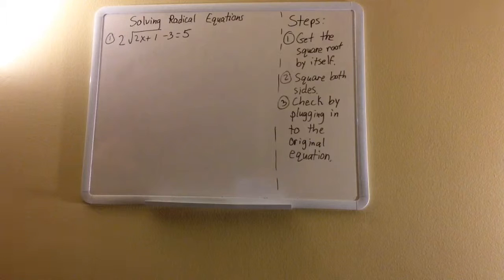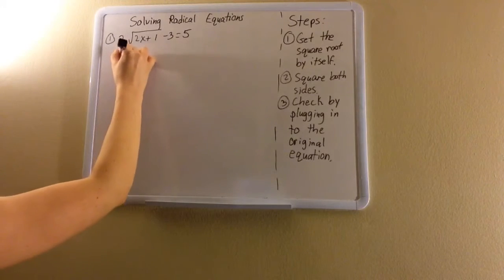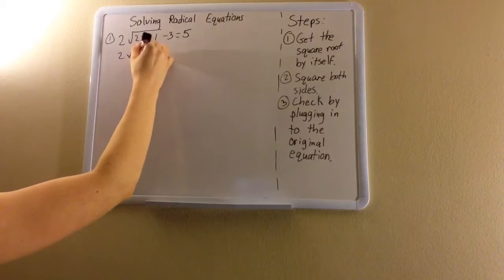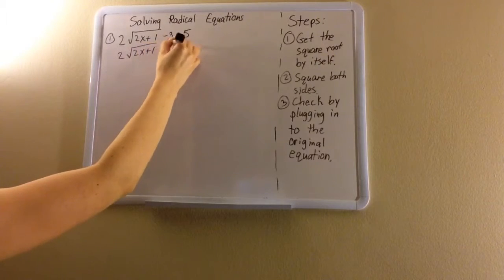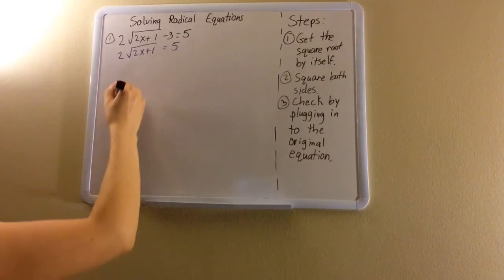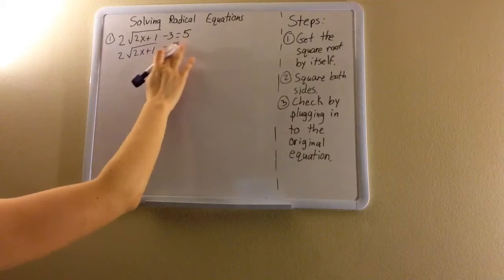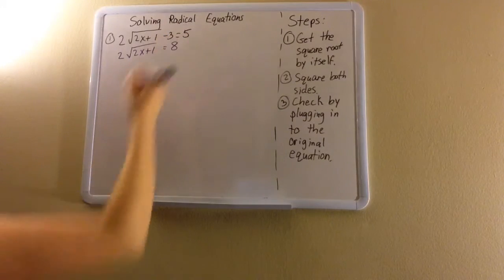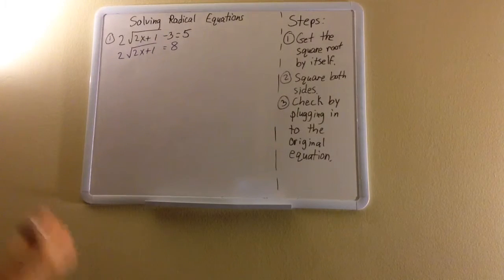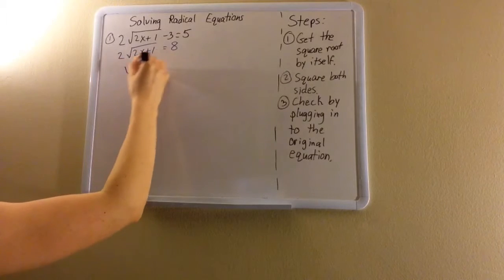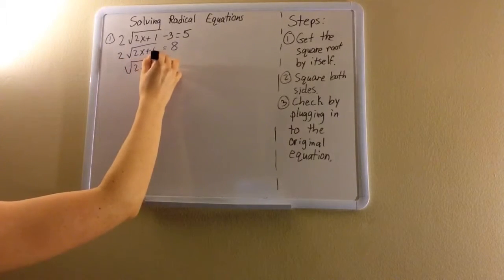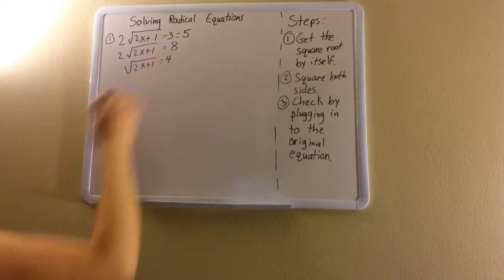So to do that we are going to add 3 to both sides. So we got to get 2 times the square root of 2x plus 1 is equal to 5. Now I divide both sides, oh sorry, not 5, because I need to add the 3. So when I add the 3, that becomes 8. Then I'm dividing by 2 on both sides. So I'm left with the square root of 2x plus 1 is equal to 4.